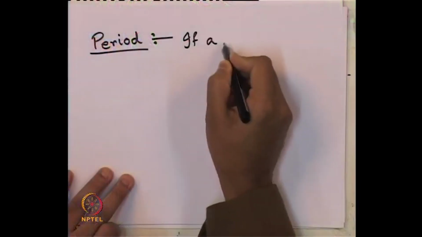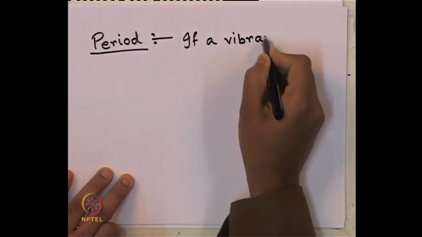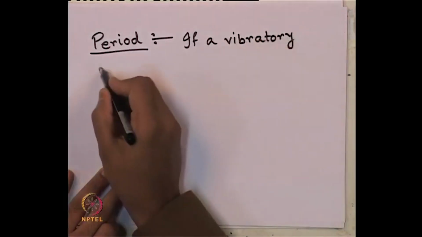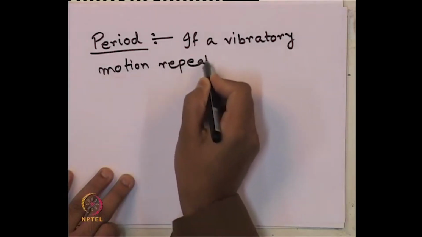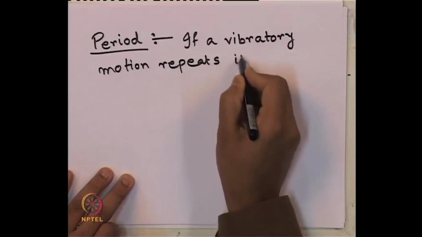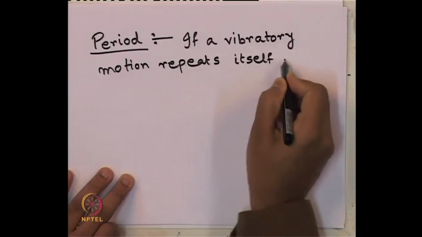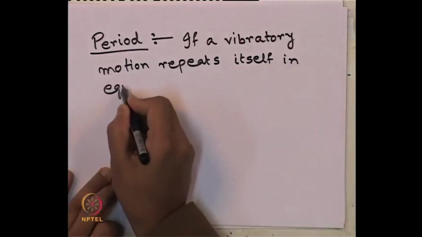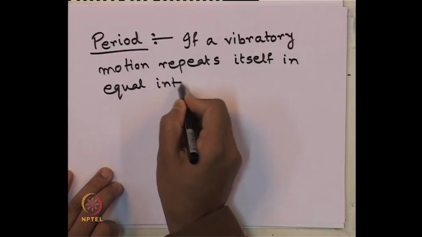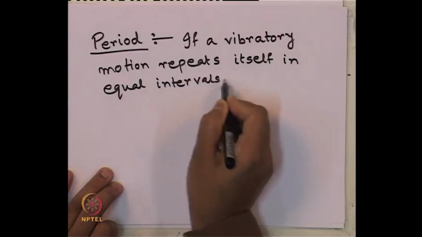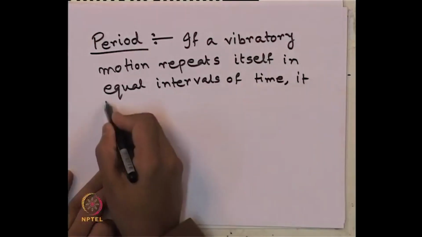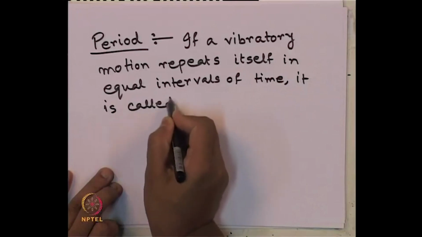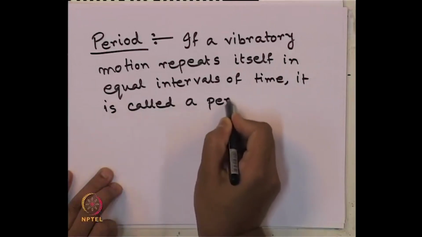So, let me repeat it. If a vibratory motion repeats itself in equal intervals of time, then it is called a periodic motion.